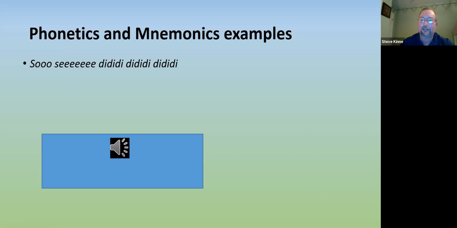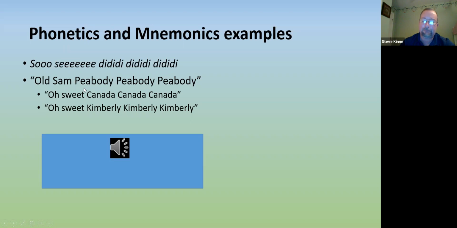There is a mnemonic, however, we use for this particular song, and that is Old Sam Peabody, Peabody, Peabody. Now this doesn't sound really like the bird's song, but it does give you a good pattern. So if you listen to this and say, Old Sam Peabody, Peabody, Peabody, I think you'll catch on. So listen again and listen for that.